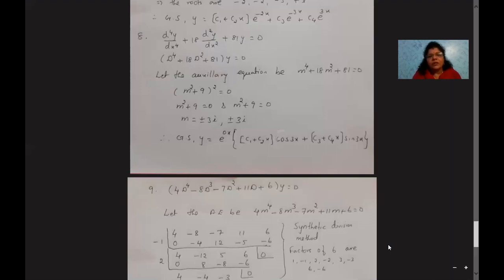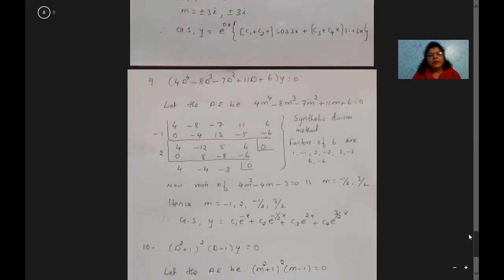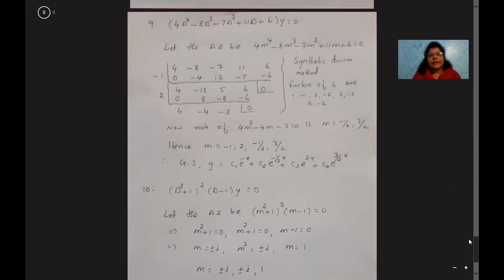That is y is equal to e power alpha x. What is the value of alpha here? Alpha is 0, beta is 3. Substituting in the formula, we obtain the general solution as y is equal to e power 0x into (c1 plus c2x) cos 3x plus (c3 plus c4x) sin 3x. We'll move on to the ninth problem.